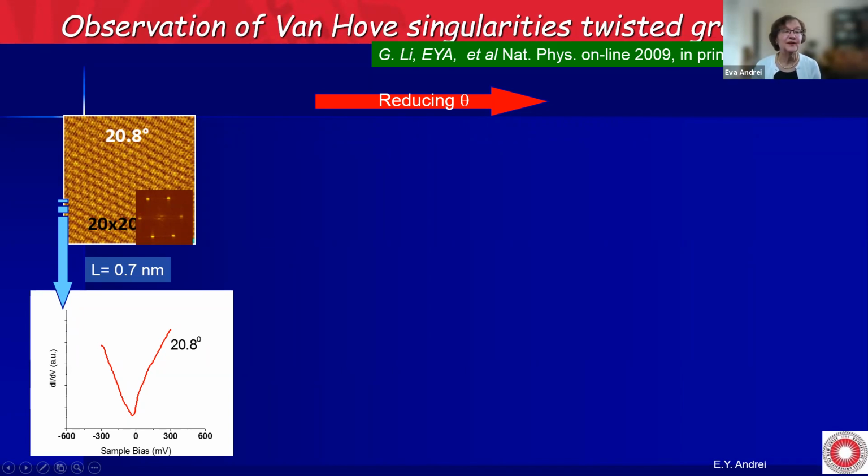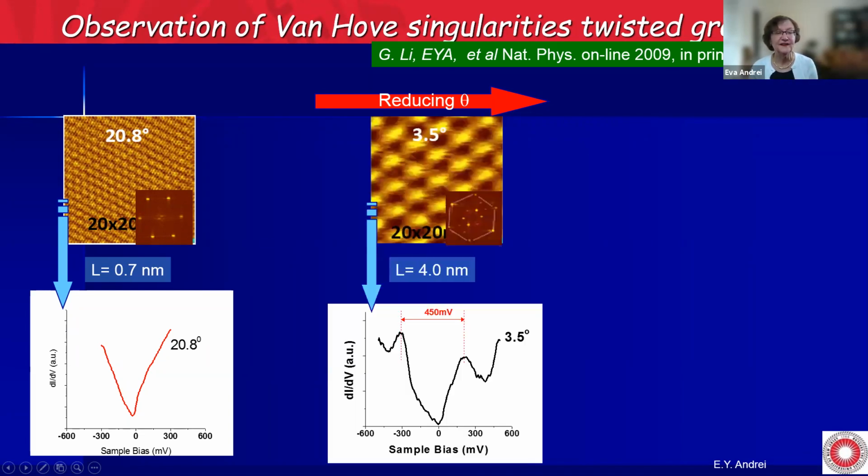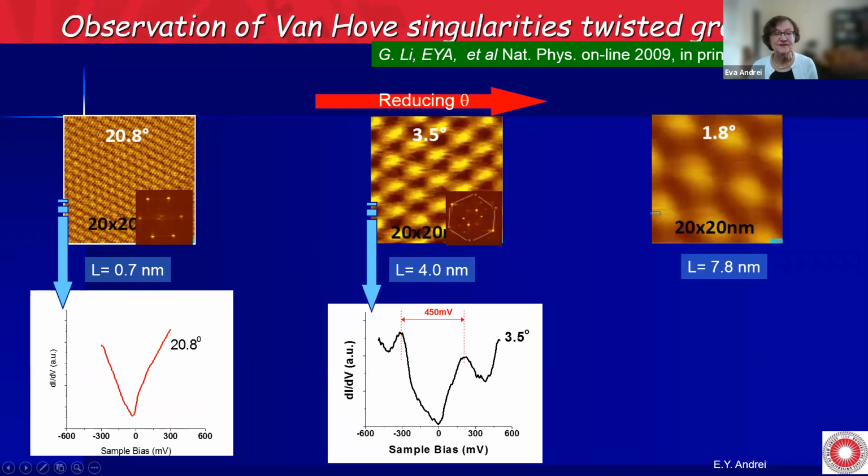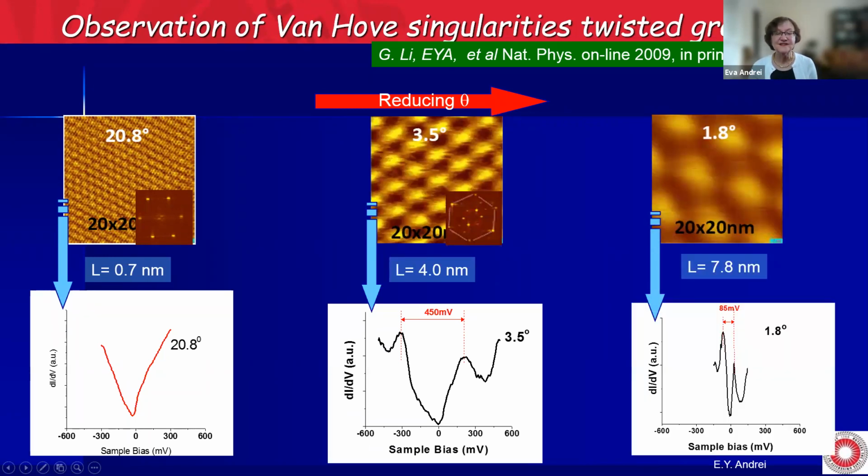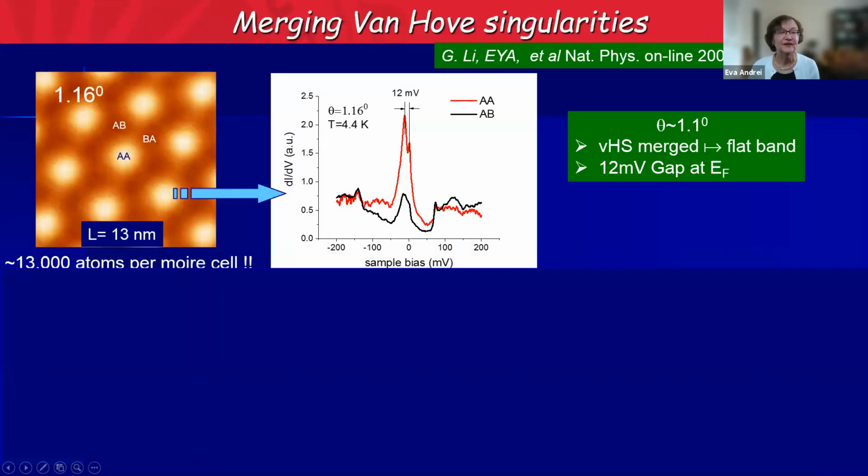Here we have 20.8 degrees. You can see that by the period and also by taking the Fourier transform. And here you see the density of state, which kind of looks like the single layer graphene. But then as you reduce the twist angle, you see these peaks appearing, which look like Van Hove singularities. And as you reduce the twist angle, they get closer and closer together. And finally, when you get to about 1 degree, they kind of merge.